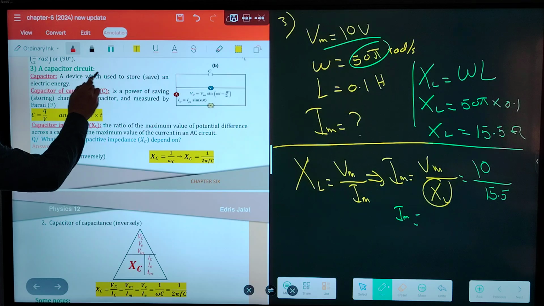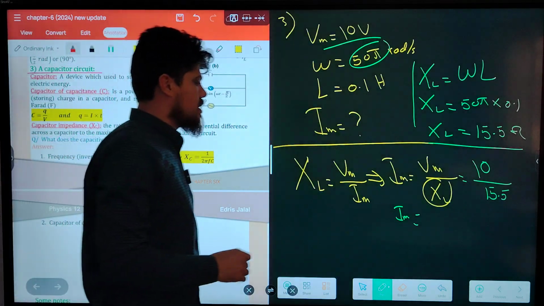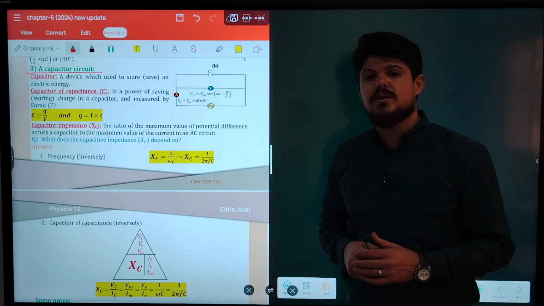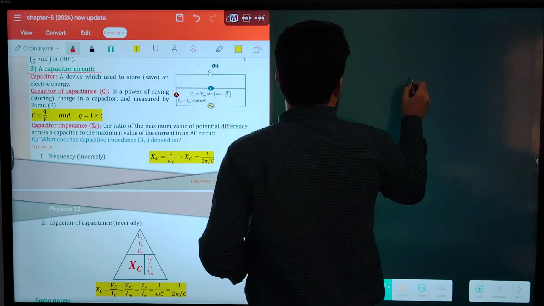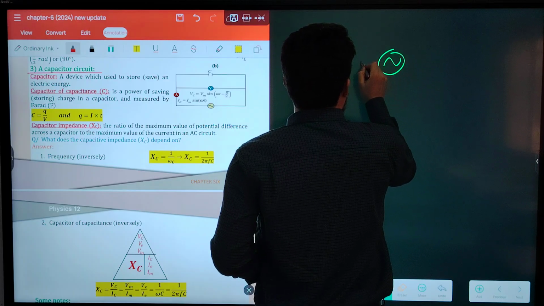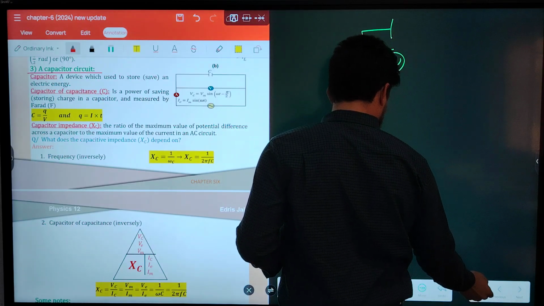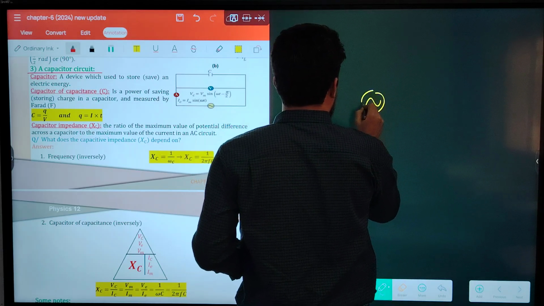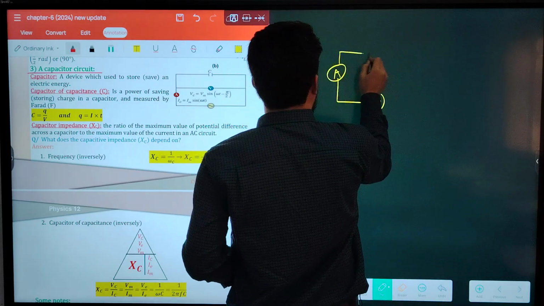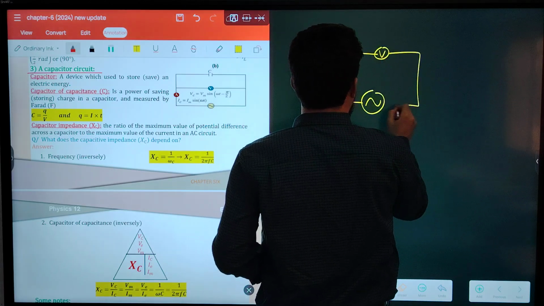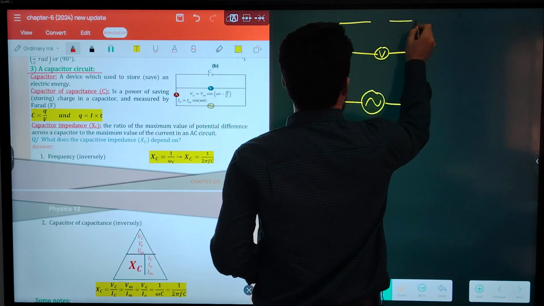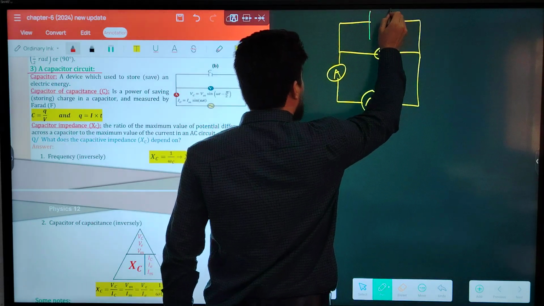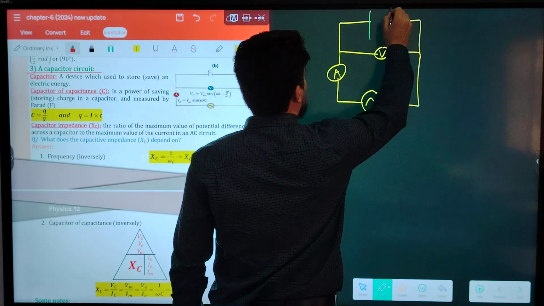So the last thing on today's topic, a capacitor circuit. Guys, if we have a capacitor circuit with an AC source, okay? We have an AC source with the capacitor, an ammeter connected in series, a voltmeter, and connected with the capacitor. This is the capacitor, guys, two parallel plates.